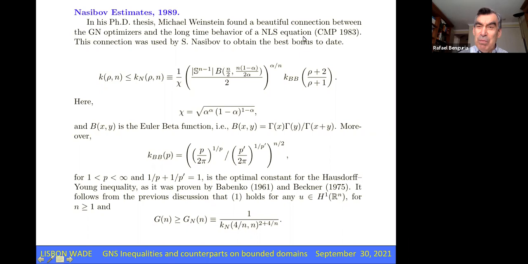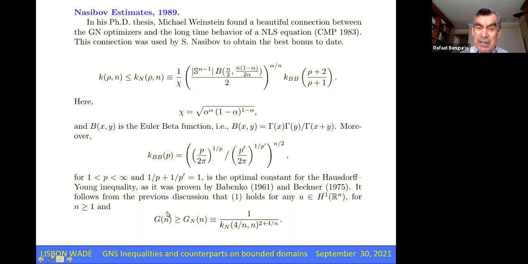The Nasibov bounds are bounds for K of rho, n, the sharp constant for the Gagliardo-Nirenberg inequality, and they are expressed in terms of geometry, in terms of the volume of the n minus one sphere, and the beta function here. The other thing that appears here is the Babenko-Beckner constant, which is the best constant for the Hausdorff-Young inequality. So K_BB is the best constant for the Hausdorff-Young inequality, and it was proven independently by Babenko and Beckner. That's why it's called BB here. It is sharp, and it is given explicitly in this term.